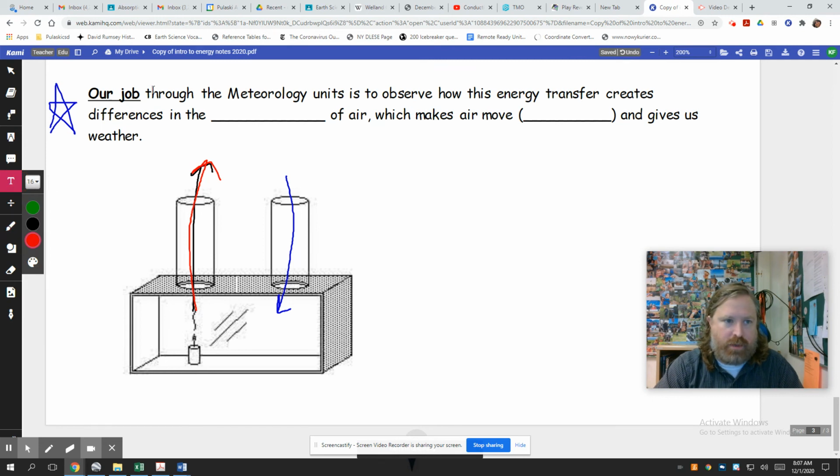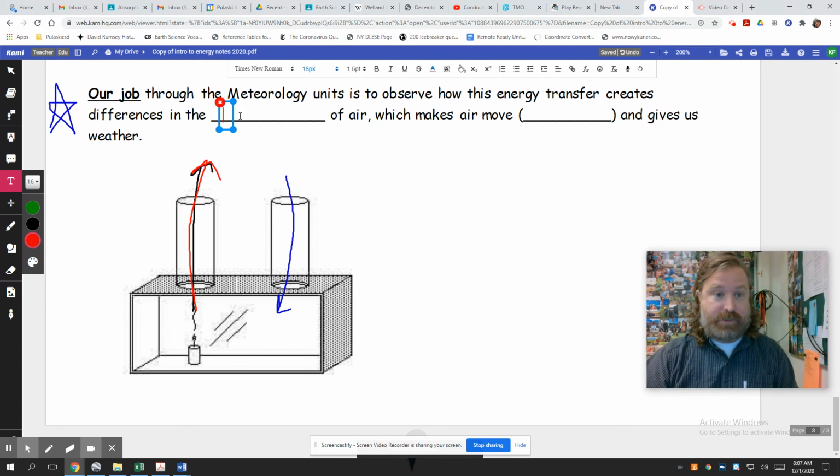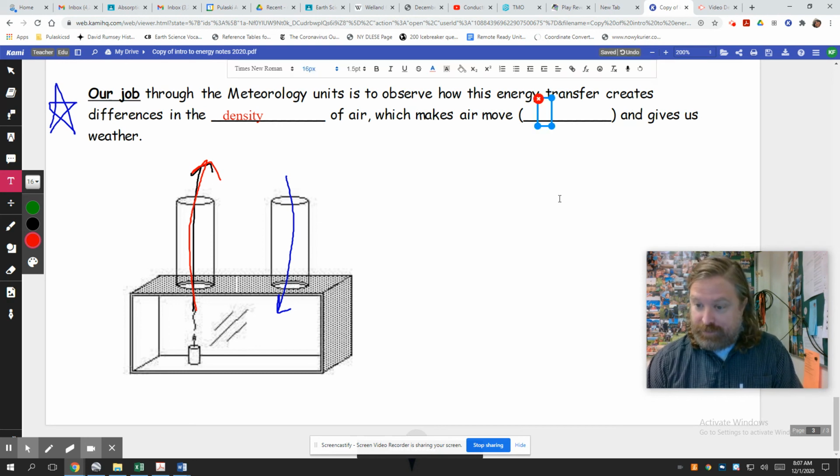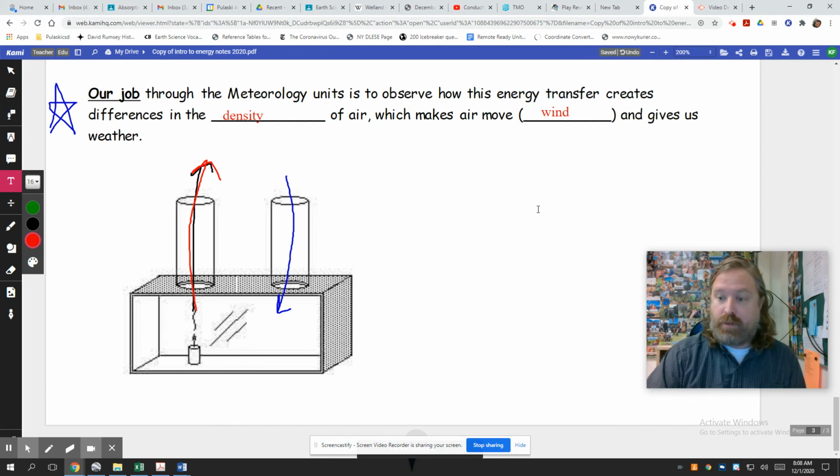Short story long, all of that. Thanks for sticking with me. Our job through meteorology is to observe how this energy transfer creates differences in the density of air. If it wasn't happening, there wouldn't be any difference in the way that the air heats, and then the air wouldn't move, and we would have the exact same weather every single day. But since air does move, and if you're sitting there saying, "Oh, what do we call when air moves?" It's simpler than you might think. It's wind. That's what gives us weather.